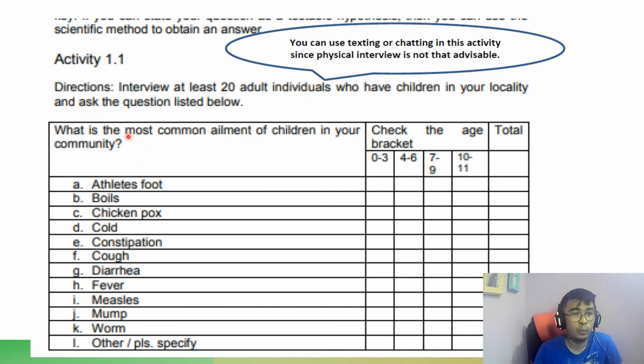The question is, what is the most common ailment of children in your community? Take note that the following age brackets are included: 0 to 3, 4 to 6, 7 to 9, and 10 to 11. And then after that, you need to total the number of children, for example, experiencing this specific ailment.